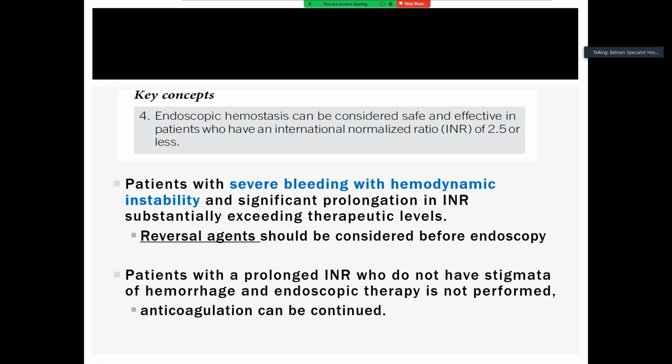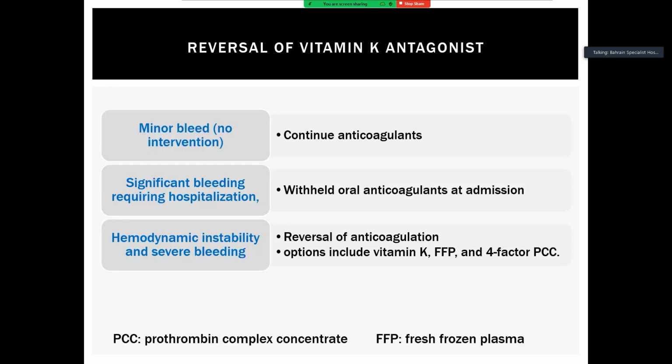But it depends on the presentation of the patient. If the patient is presenting with severe bleeding and there is hemodynamic instability and the INR is prolonged, then we need to use the reversal agent. But if the INR is prolonged and we're not planning for any intervention, we can continue the anticoagulants. Coming to the anticoagulants one by one, one is the vitamin K antagonist, warfarin. The guideline recommends that if there is a minor bleed and we're not planning for intervention, we can continue the anticoagulant. While if significant bleeding happens, we can hold it for a while and do a procedure, and when the patient stabilizes, we can restart.